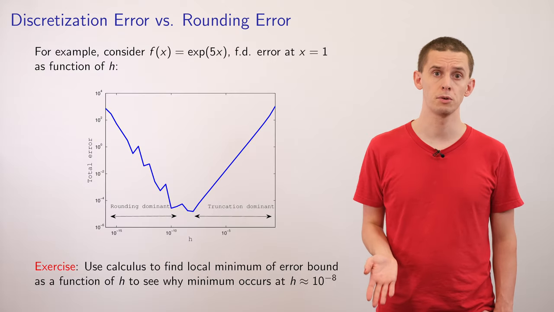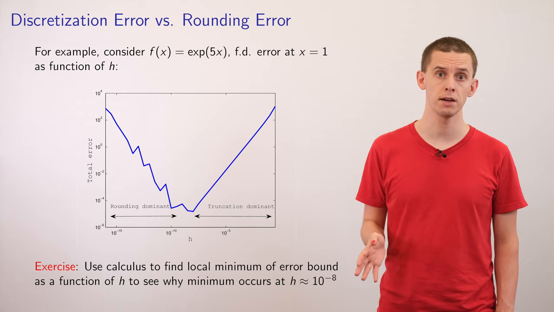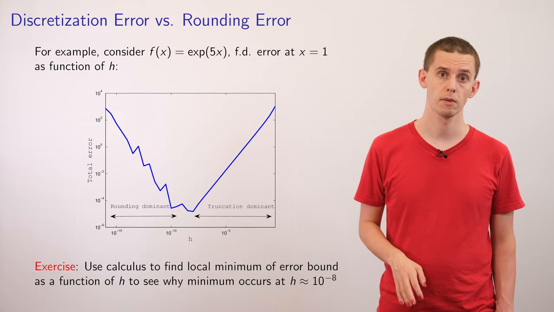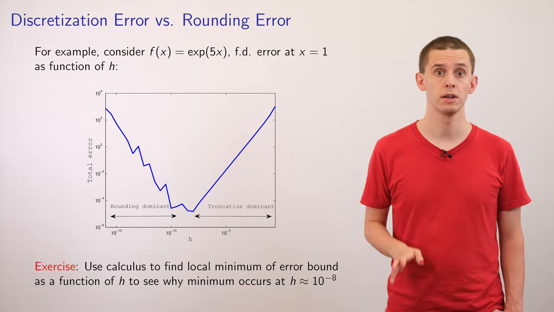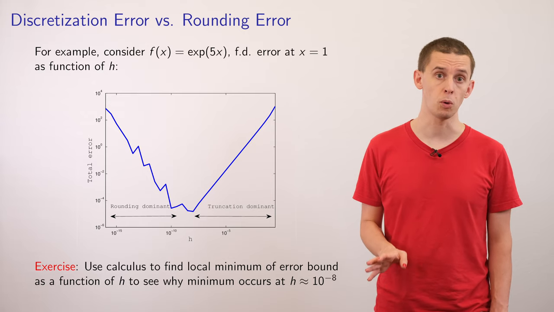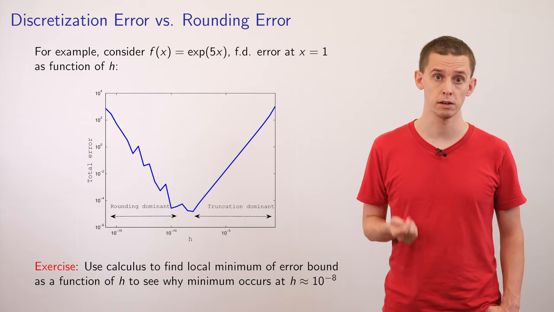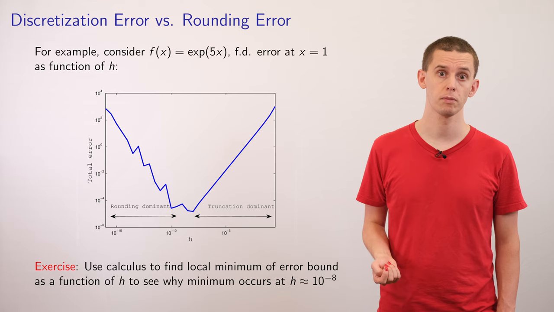So to illustrate the two different sources of error, let's look at a numerical example. Let's look at the function f of x equals e to the 5x and evaluate its derivative at x equals 1. So here, we know that the analytical derivative is just given by f prime of 1 equals 5, and so we can compare our numerically computed solution to this analytical value.